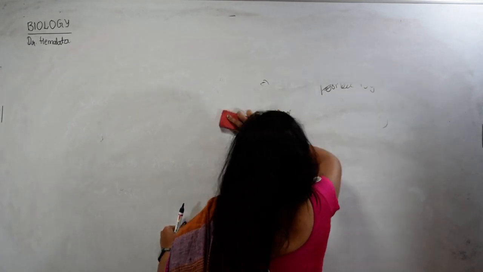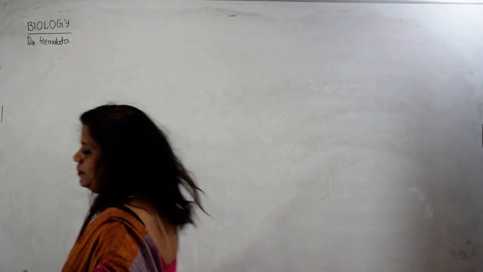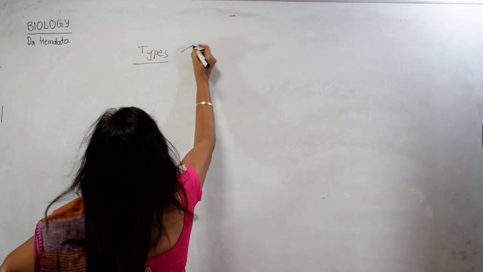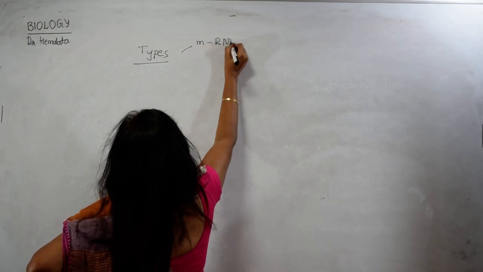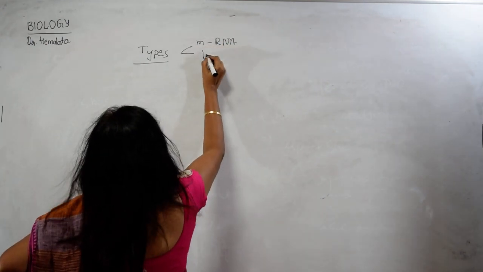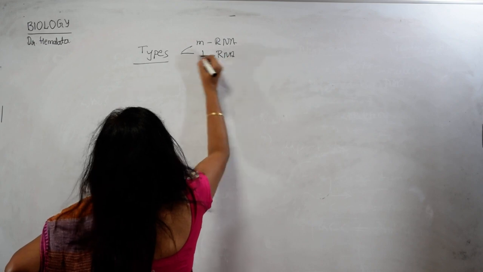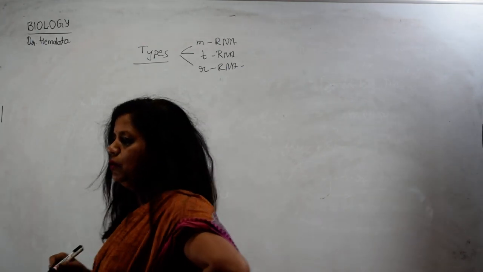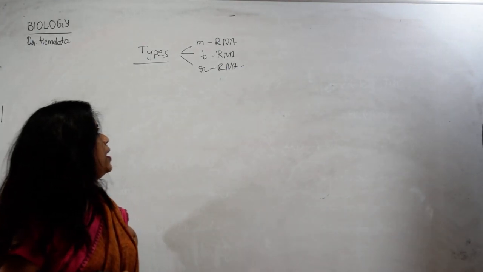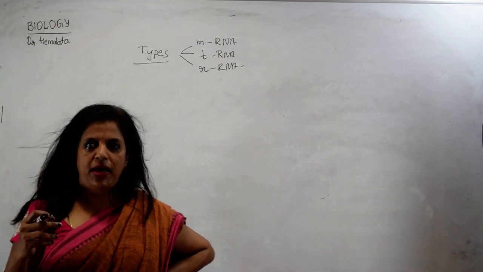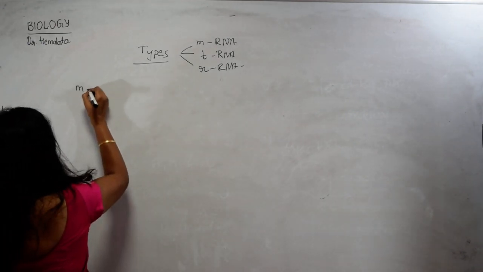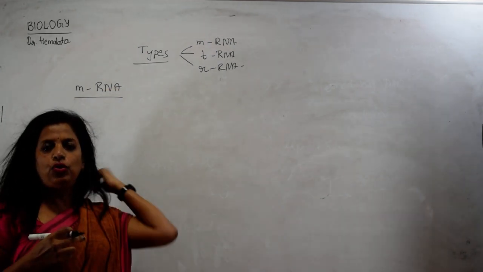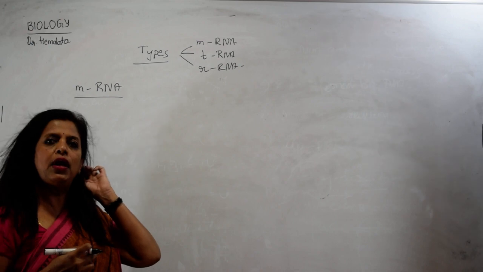Coming to the next one, the types of RNA. We have three types: mRNA or the messenger RNA, with a small m, tRNA or the transfer RNA, and rRNA or the ribosomal RNA. So, we have three types of RNA: mRNA, tRNA and rRNA. What is mRNA? It is the messenger RNA, because it brings the message from DNA to the ribosome.